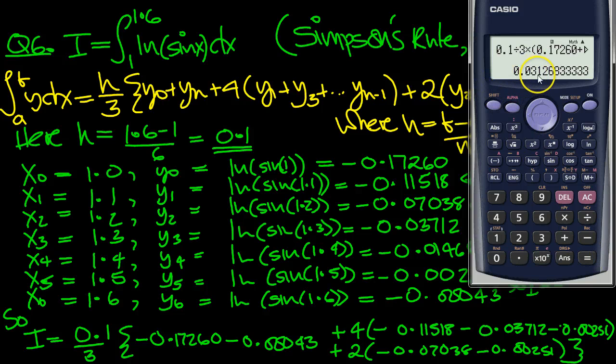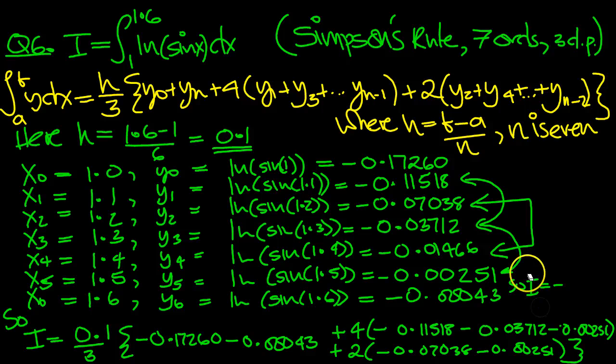0.03 to 3dp is 0.031, isn't it? 0.031. The minus is already there, so it's minus 0.031. There we go. And that was to 3 decimal places.